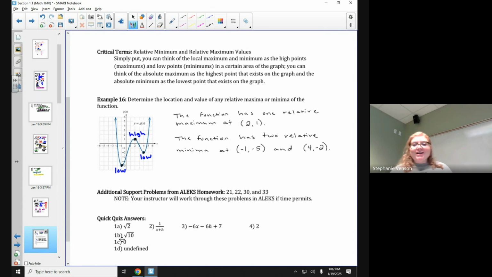Okay, so those are our answers. The function has one relative maximum at (2, 1), and the function has 2 relative minima at (-1, -5) and (4, -2). So that is it for section 1.1.